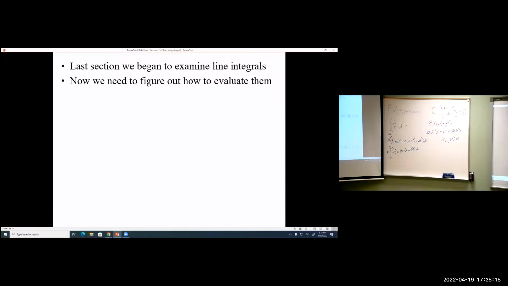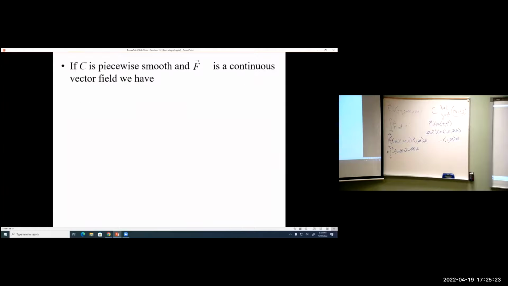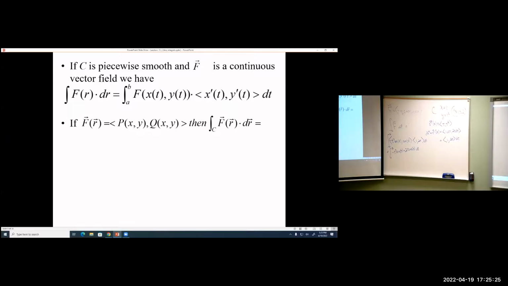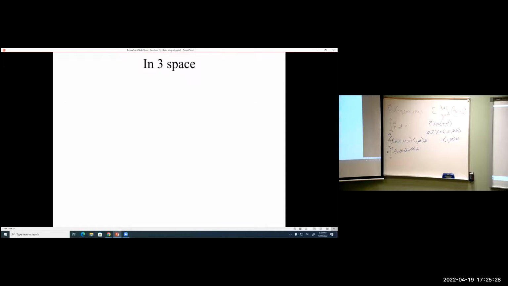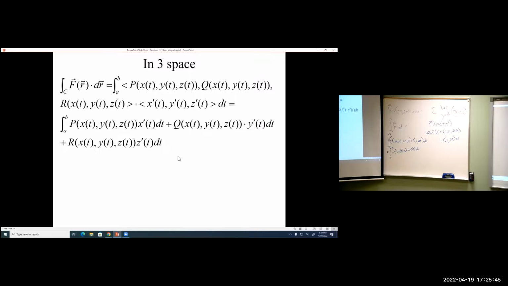And that is, you know, we can look at this in 3 space. We're doing the same thing. It's just we're going to have a third component on our vector field and a third component on our parameterization. But we do the exact same thing. We dot product our vector field with our parameterization plugged in, dotted with dr, which is x prime, y prime, z prime. All right. Because if we have time, I'm going to have you do a 3-dimensional one too. It just adds on that extra component.